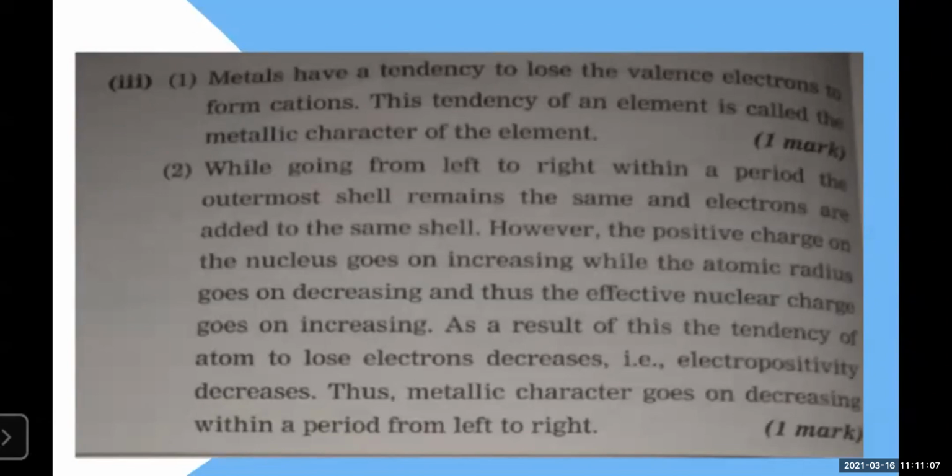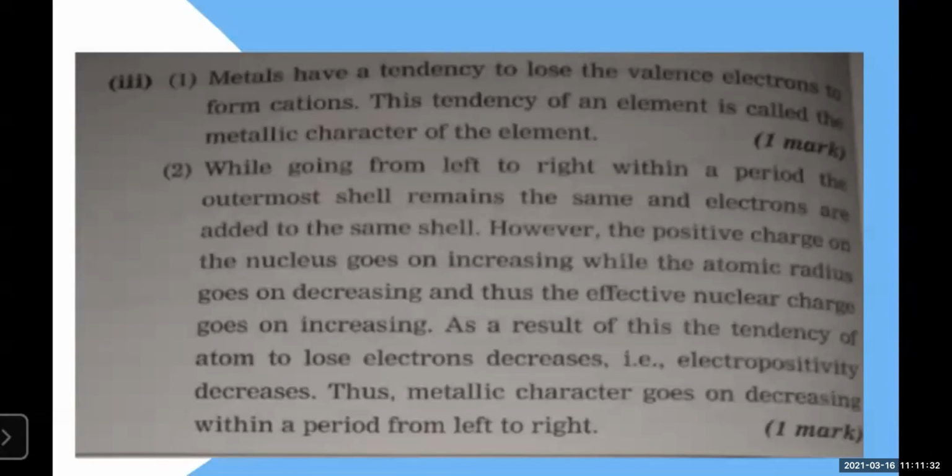Next point: while going from left to right within a period, and there are 7 periods, the outermost shell remains the same. The number of shells is not increasing. The outermost shell remains the same, and the electrons are only getting added to the same shell.